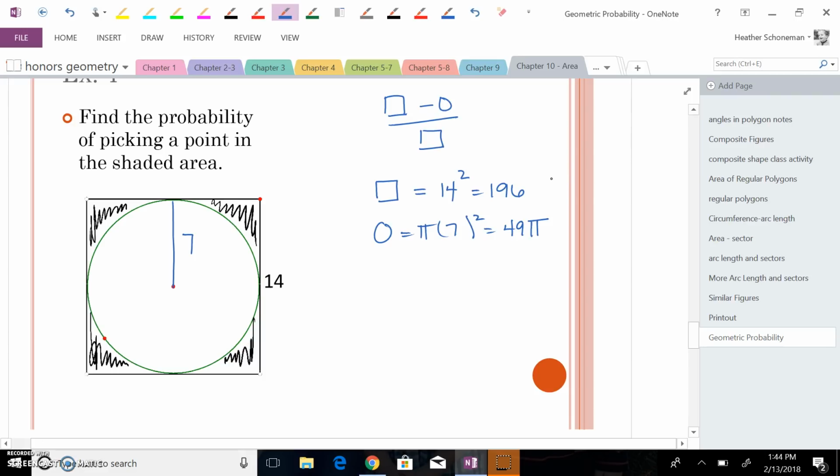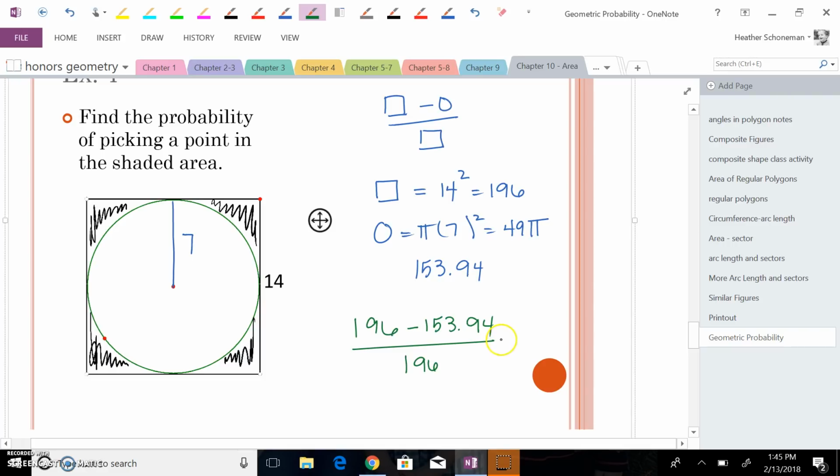So in my calculator, I'm going to take 49 times the pi button, and I get 153.94. So now that I have all the facts, I'm going to put it in my plan. 196 minus 153.94 over 196. Okay, practice in your calculator. Make sure you hit equals after you do the subtraction, and then divide. Figure out what you get. You're going to look at the first 2 decimals so you can round to the nearest whole percent, which should be 21%.